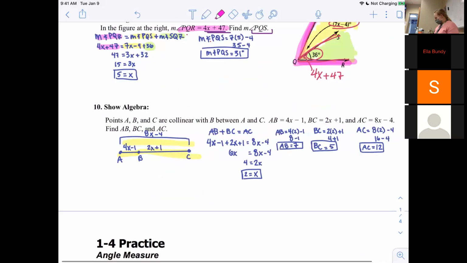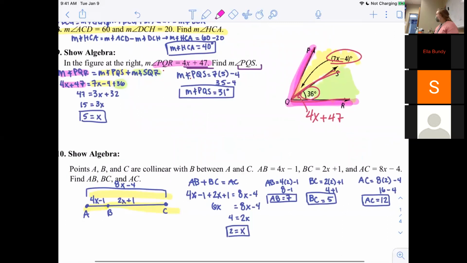All right, I'm going to show you number 10 as well. This one says A, B, C are collinear with B between A and C. Before I do anything, I drew it. I drew a line over there on the left. It says A, B, C, and then I labeled the segments AB as 4x minus 1, BC is 2x plus 1, and AC is 8x minus 4.